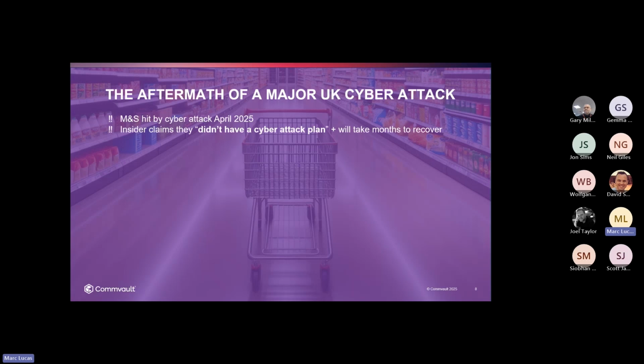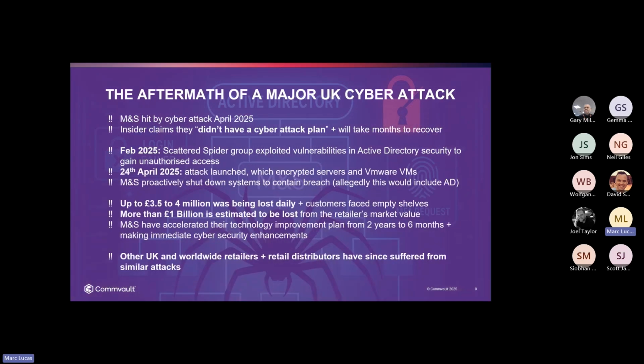It was something that they added on their list of things to do. So obviously Scattered Spider got in, and it was a devastating attack that took place. At its height, Marks and Spencer's were losing up to £4 million a day, facing empty shelves. It was massive damage to their reputation. You can see there more than 1 billion is estimated to have been shaved off their overall market value.